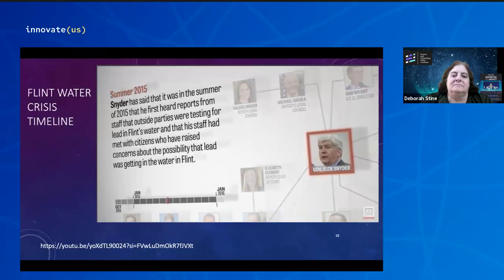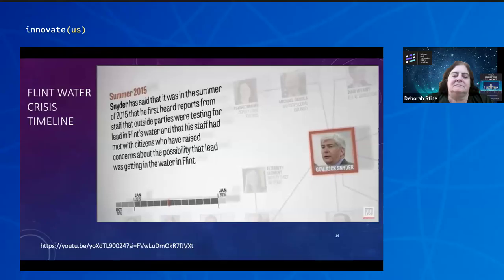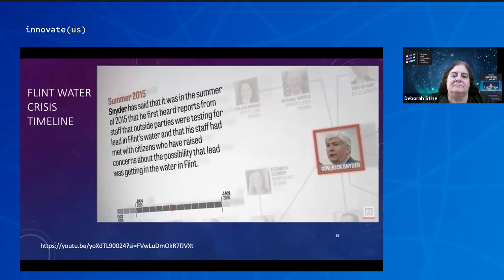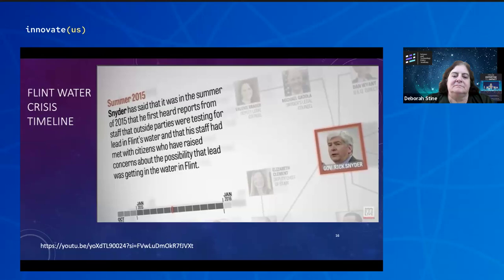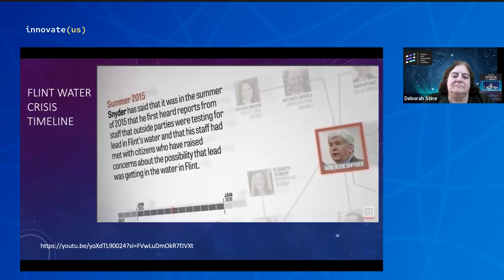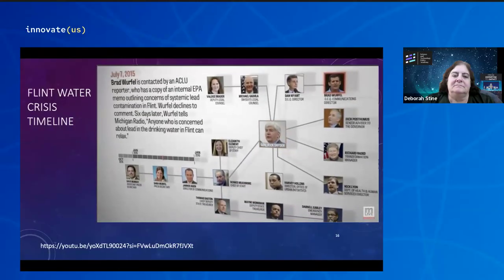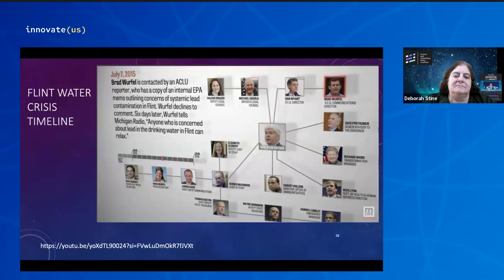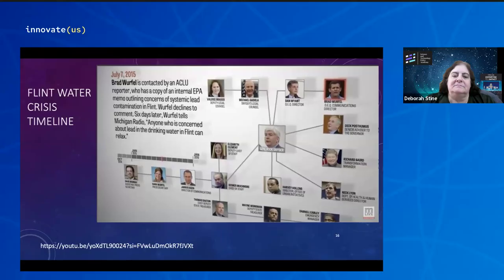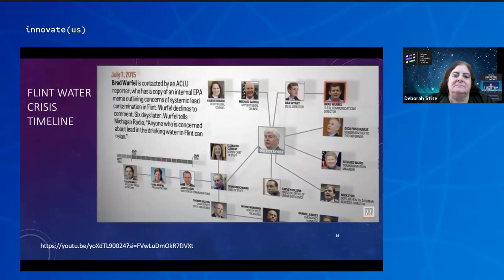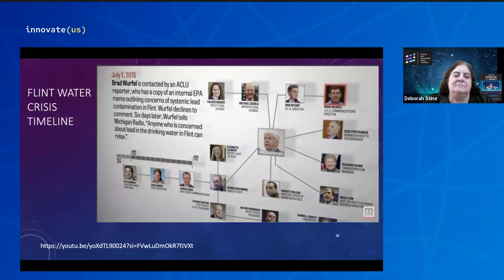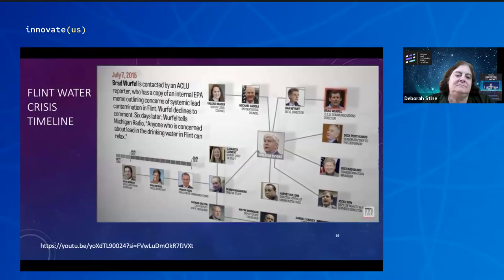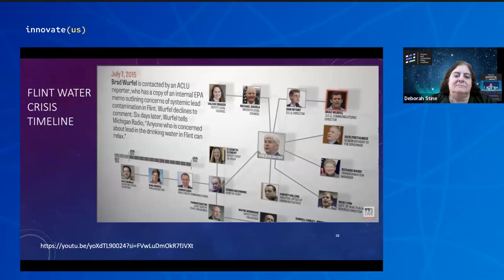Snyder has said that it was in the summer of 2015 that he first heard reports from staff that outside parties were testing for lead in Flint's water, and that his staff had met with citizens who had raised concerns about the possibility that lead was getting in the water in Flint. July 7th. Brad Werfel is contacted by an ACLU reporter who has a copy of an internal EPA memo outlining concerns of systemic lead contamination in Flint. Werfel declines to comment. 6 days later, Werfel tells Michigan Radio, "Anyone who is concerned about lead in the drinking water in Flint can relax."